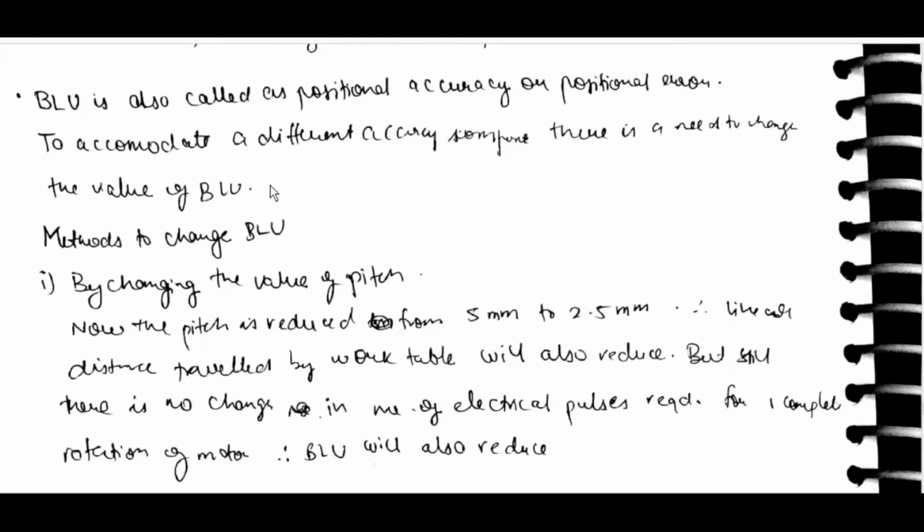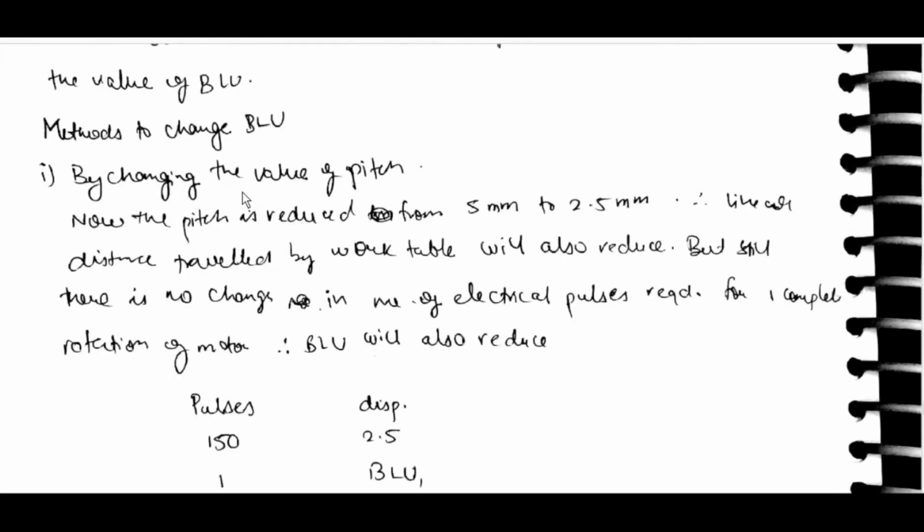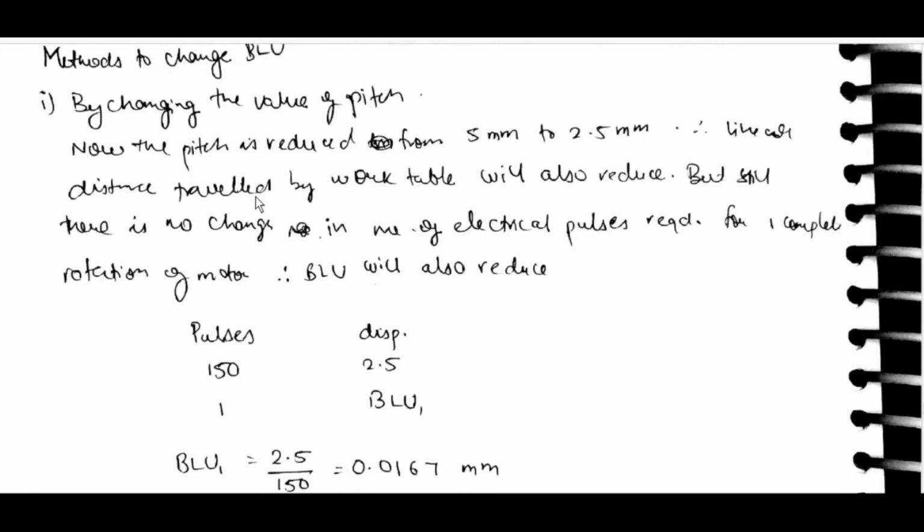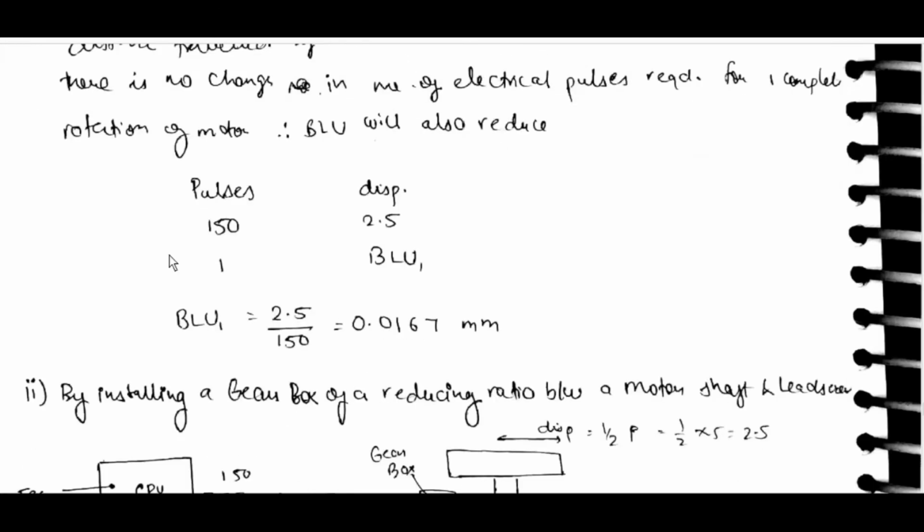To accommodate a different requirement, there is a need to change the value of BLU. Method one: change BLU by changing the value of pitch. Now the pitch is reduced from 5 mm to 2.5 mm. The linear distance traveled by the work table will also reduce, but still there is no change in the electric pulses required for one complete rotation. Therefore, BLU will reduce. BLU will be almost half here.